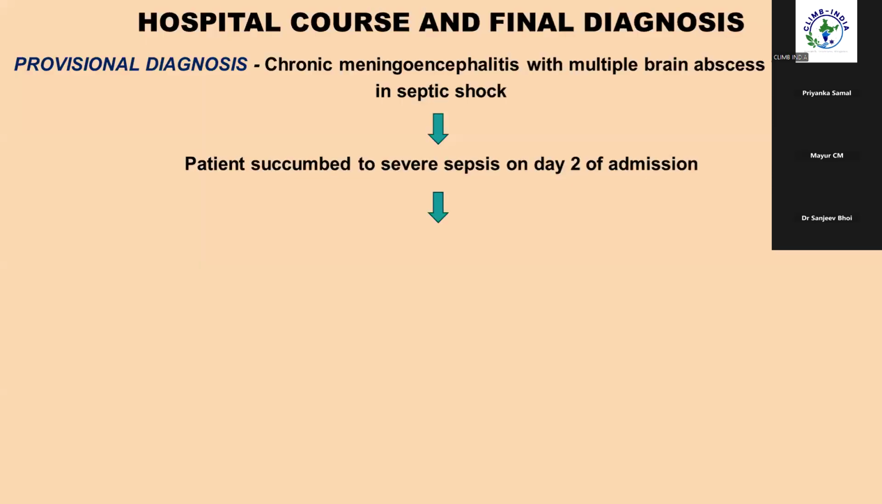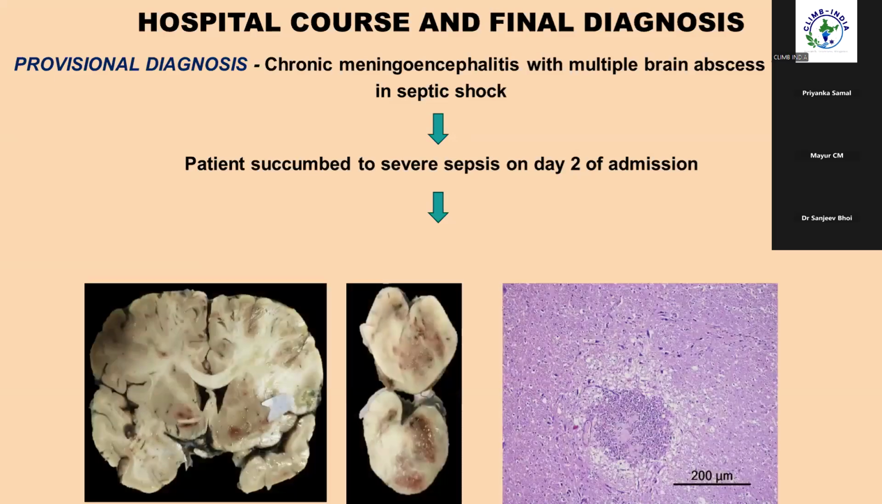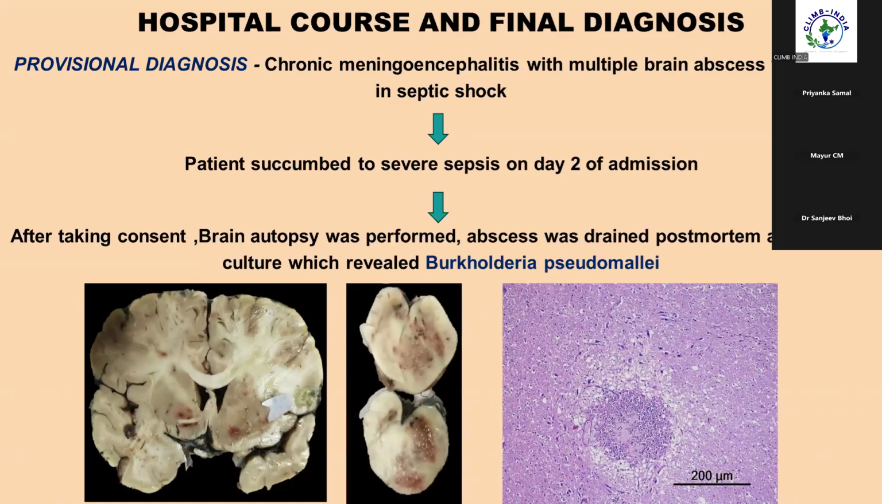vasogenic edema. So the hospital course of the patient: provisionally, with this history of 1.5 months of fever, altered sensorium, and quadriparesis, chronic meningoencephalitis with multiple brain abscesses with mild septic shock was made, and unfortunately, the patient succumbed to severe sepsis on day 2 of admission itself. But after taking consent, we went ahead with a brain biopsy, and we aspirated the pus, which was sent for culture. This revealed Burkholderia post-mortem.